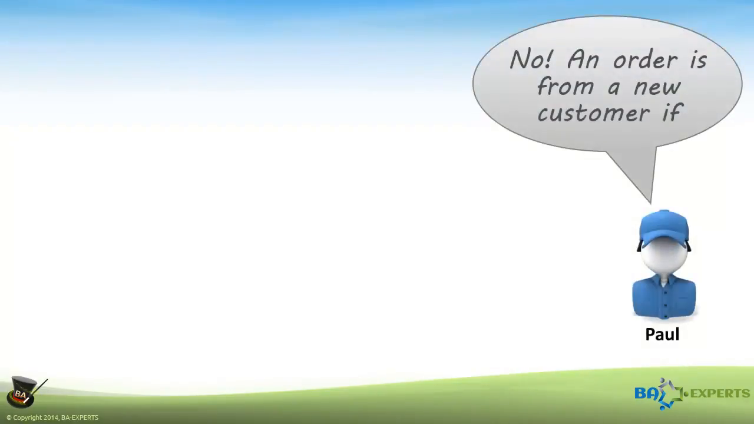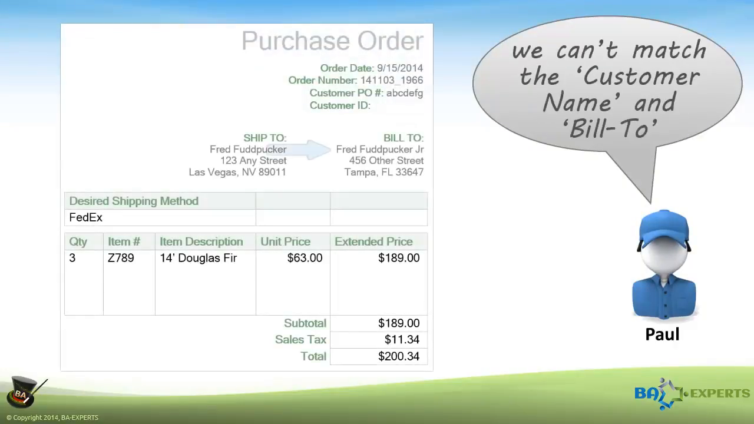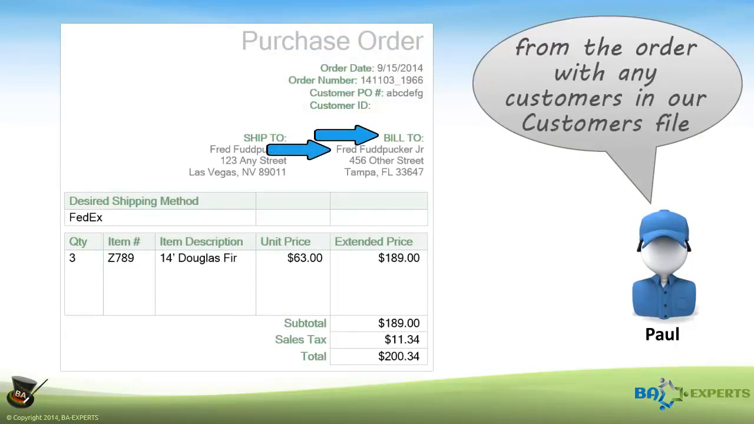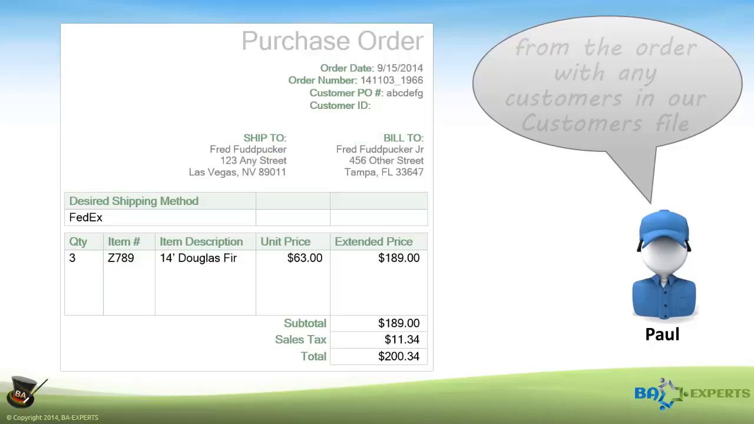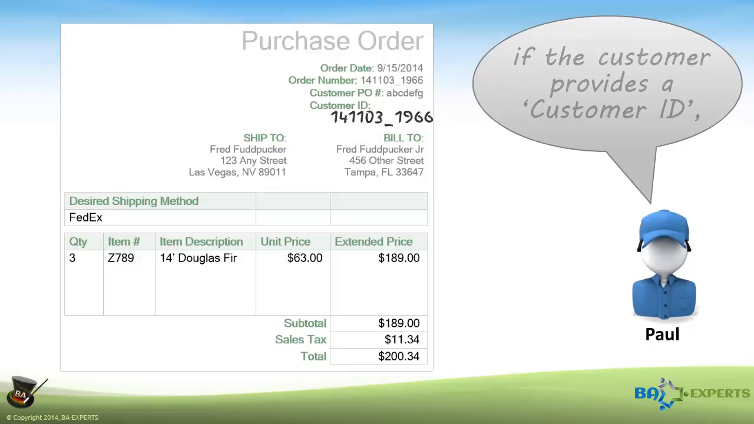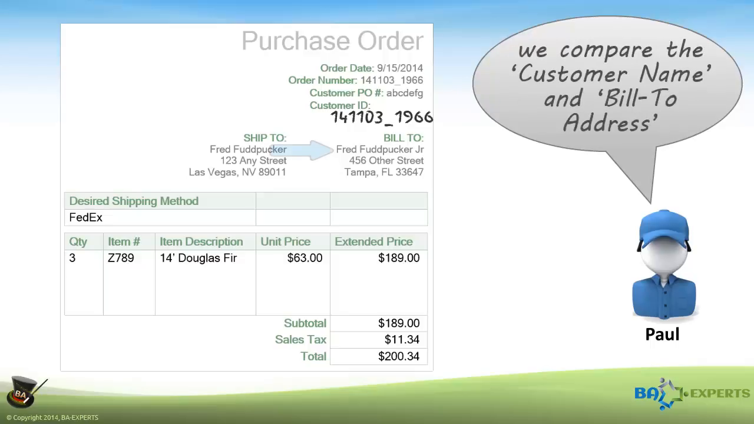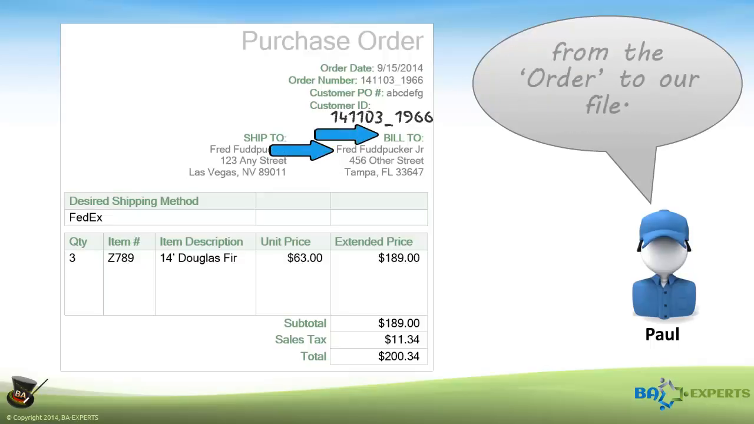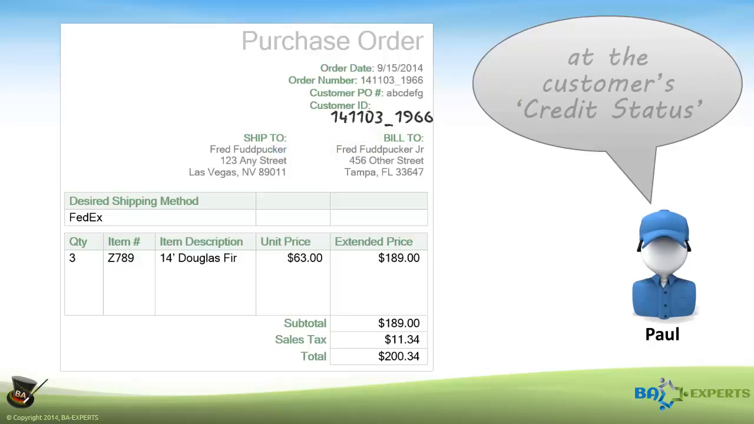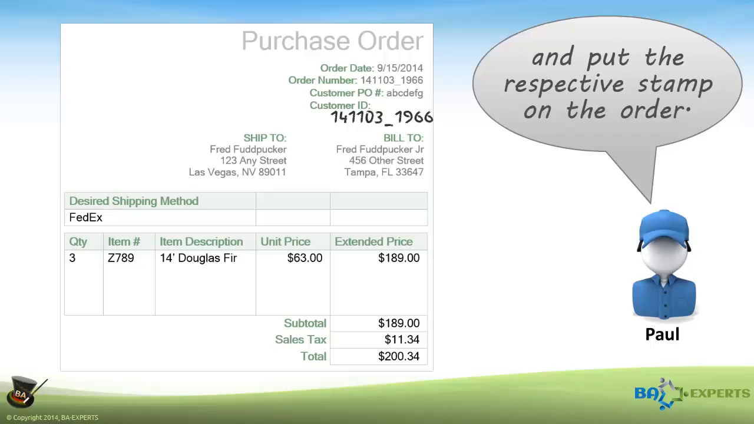No. An order is from a new customer if we can't match the customer name and bill to from the order with any customers in our customer's file. Actually, if the customer provides a customer ID, we look for that first. And if we find it in our file, we compare the customer name and bill to address from the order to our file. If they match, then we simply look at the customer's credit status and put the respective stamp on the order.